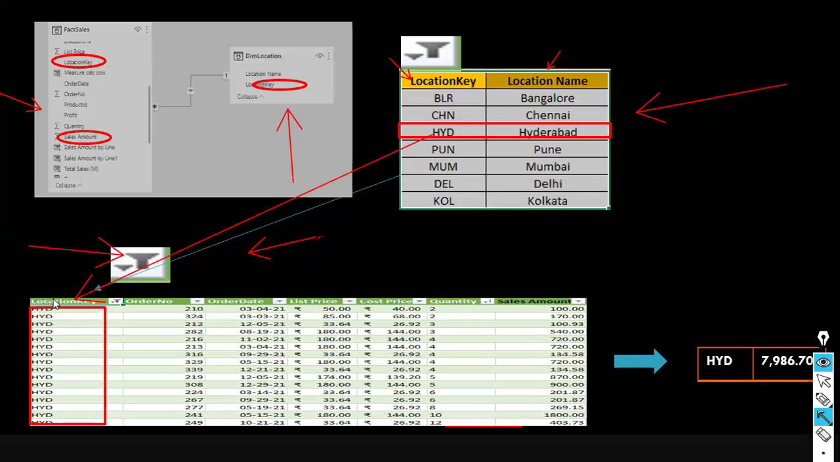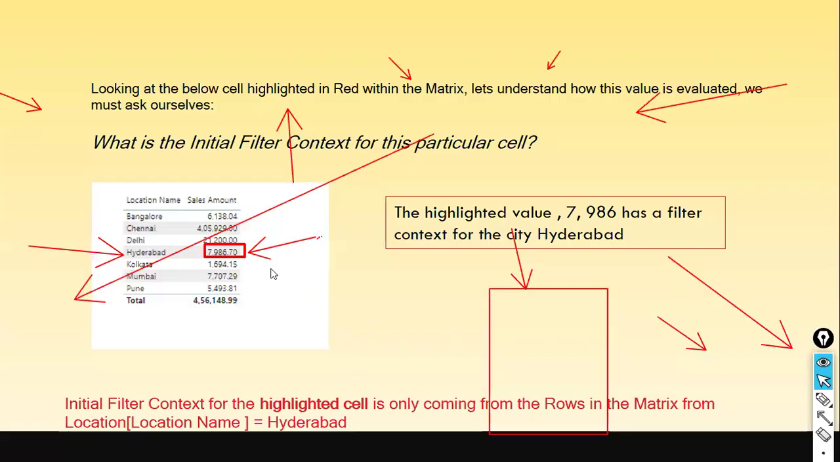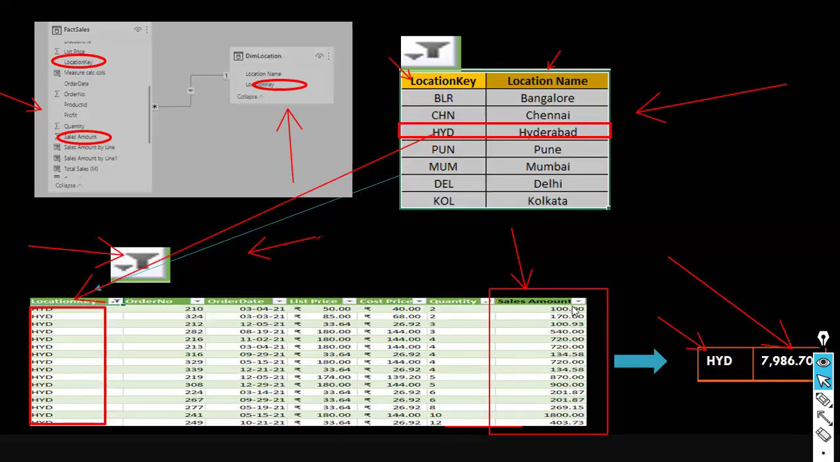Filter only the Hyderabad related transactions. Now we can see only Hyderabad related transactions, right? It grouped all the Hyderabad related records only here. And then on the sales amount column, it computes the total. Hence, you get Hyderabad's total sales as 7,986. Can you see that? 7,986. This is what is happening behind the scenes.